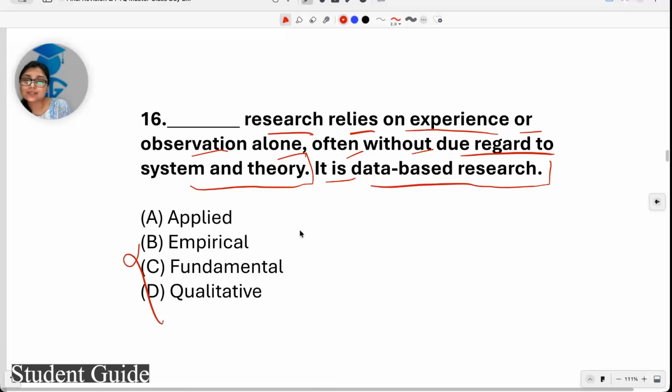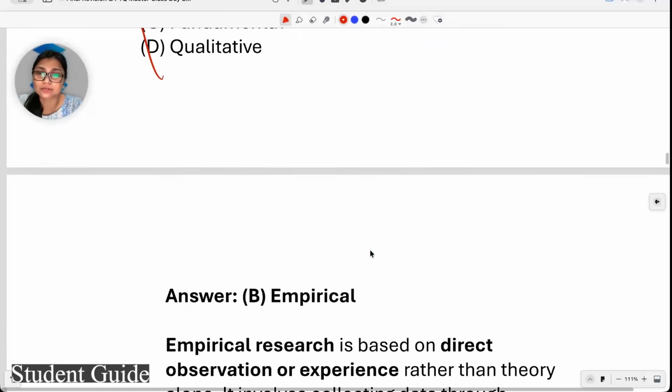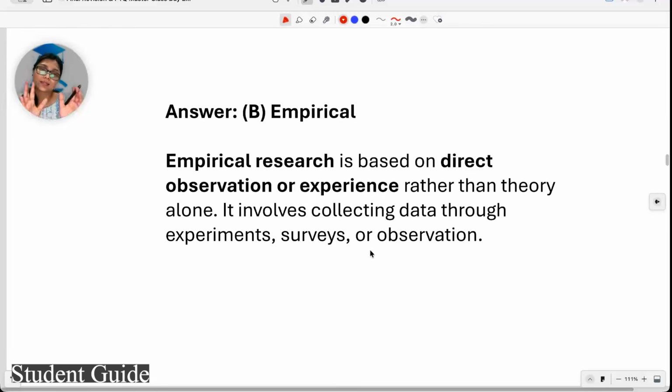So the correct answer, you can see in our discussion session, we have discussed that empirical research basically relies on experiences or observations alone. Okay, basically without the system or theory. So empirical research is the correct answer for this question, and we have an explanation slide for it. So quickly understand this one from here.